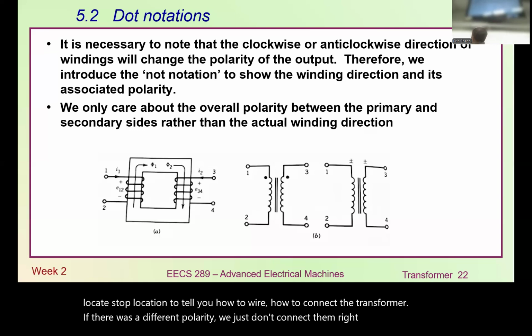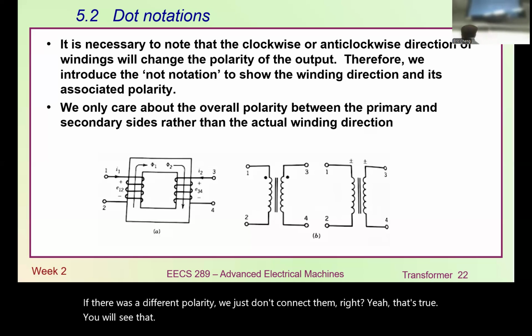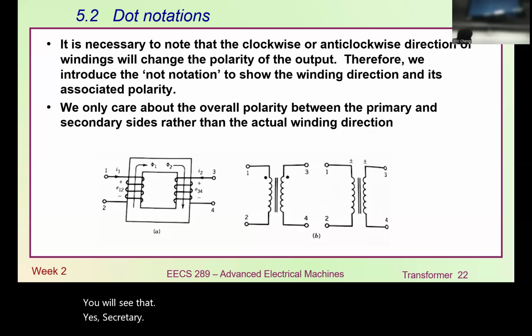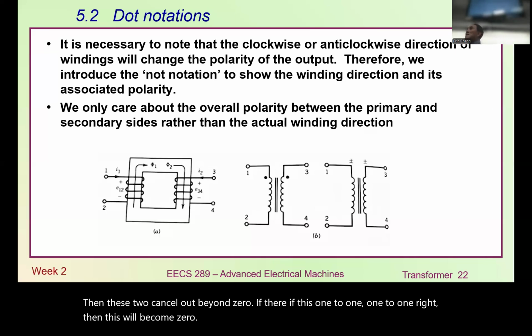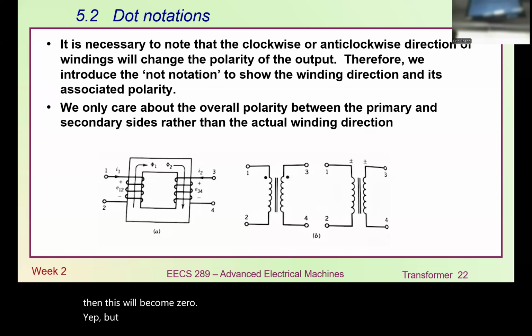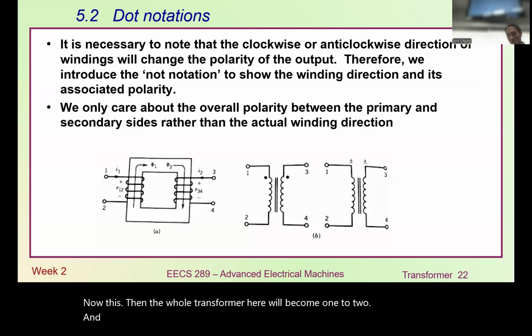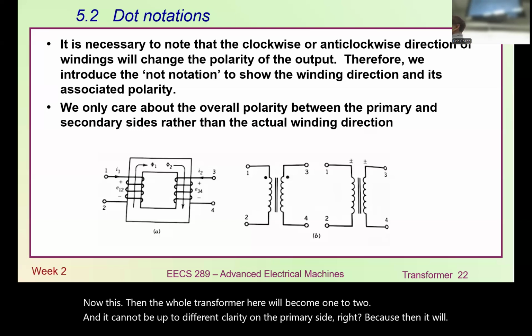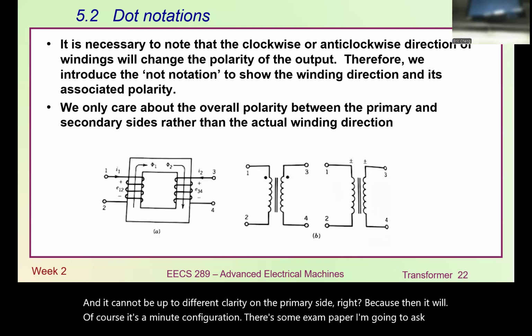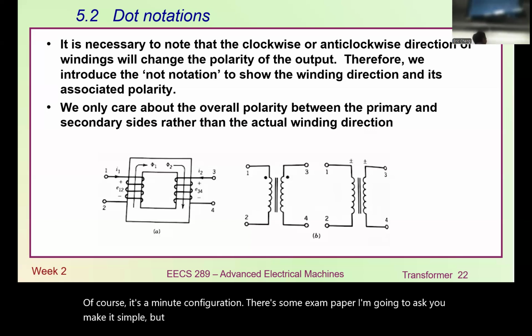Yeah, that's true. You will see that if this circuitry is like that, then these two cancel out and become 0. If this is 1 to 1, 1 to 1, right? Then this will become 0. But however, if it's like this, then the whole transformer here will become 1 to 2. And it cannot be of different polarity on the primary side, right? Because then it will also cancel out. Of course, there are many configurations. There's some exam paper I'm going to ask you, right? It's not really simple, but it's quite a good way to solve it.